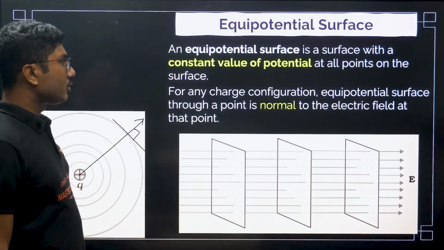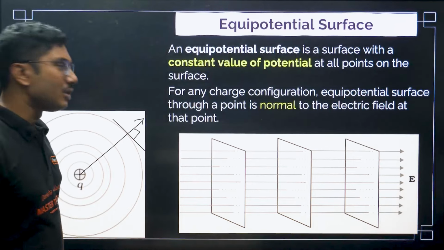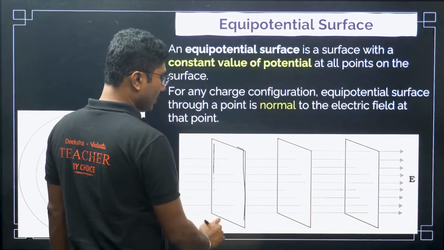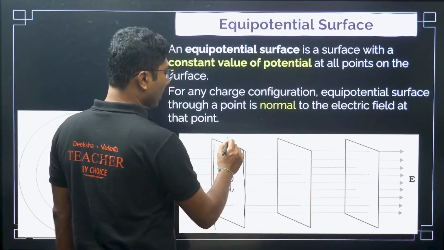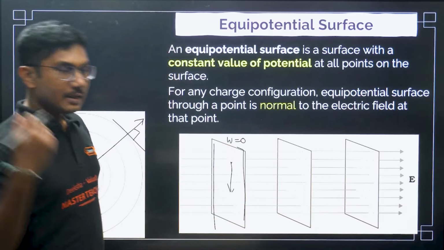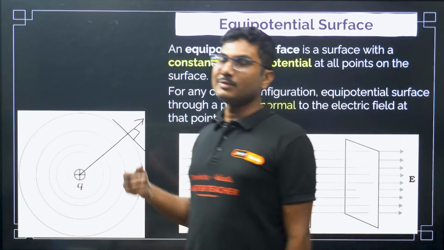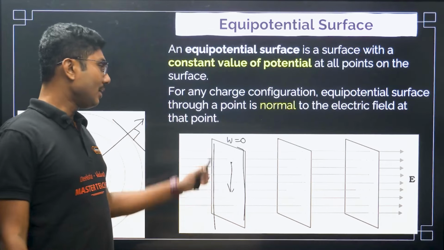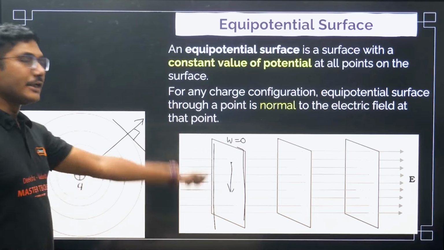Also, work done to move a charge on the equipotential surface is 0. Suppose this is an equipotential surface. If you want to move a charge within the equipotential surface, the work done will be 0, because work done represents potential difference times charge. That's why work done will be 0, because potential difference is 0, because it's an equipotential surface.